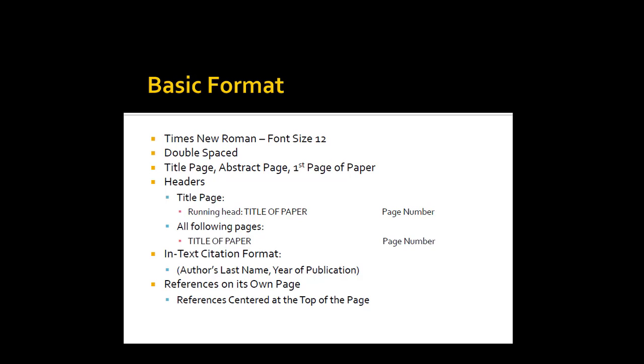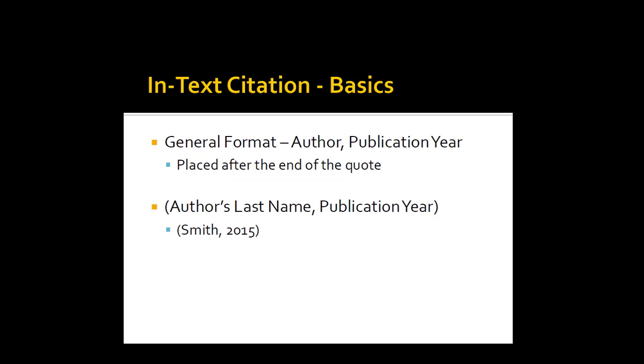The in-text citation format will always be author's last name, comma, year of publication. The references that you'll use in your paper are given in the references page information. The word references will be centered at the top of that page. For in-text citation, the basic information will be the author's last name, comma, publication year. This is placed at the end of the quote.